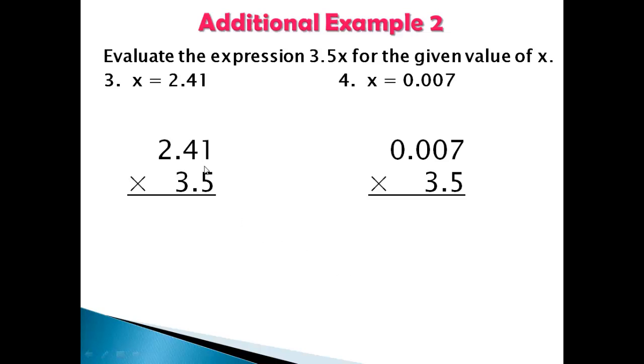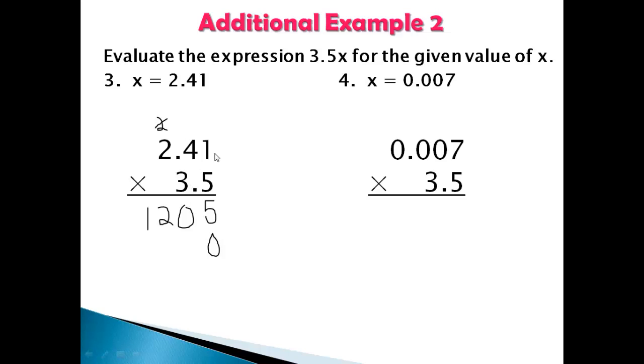So first we're going to multiply. 5 times 1 is 5. 5 times 4 is 20. We're going to carry our 2. 5 times 2 is 10, plus 2 is 12. Then we're going to start our second row with a 0. We can also cross out this 2 so we don't forget we've already used that.